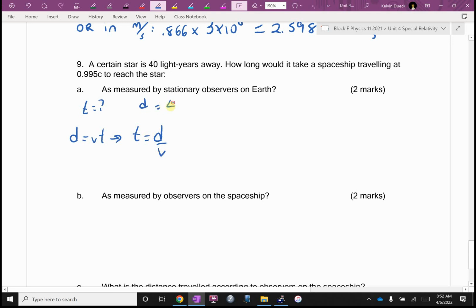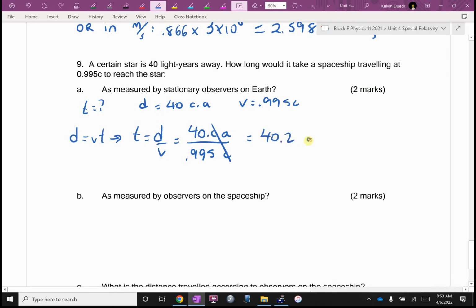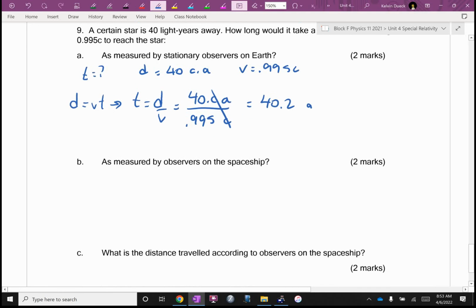The distance here is 40 light years. The speed here is 0.995 C. If I plug that in, the C's cancel. I do get an answer in years. They're almost going the speed of light, so as far as we are concerned, they'll get there just shy of 40 years because they're going really fast. 40 divided by 0.995, yeah, 40.2 years as far as we are concerned.